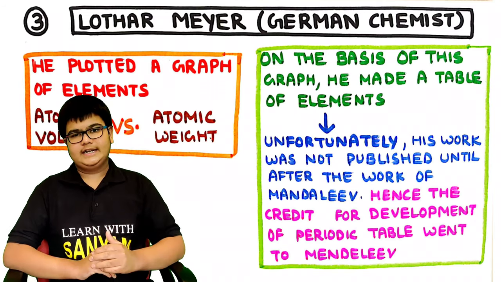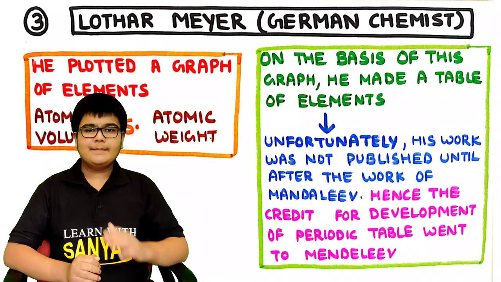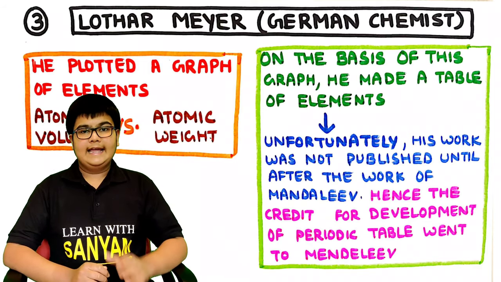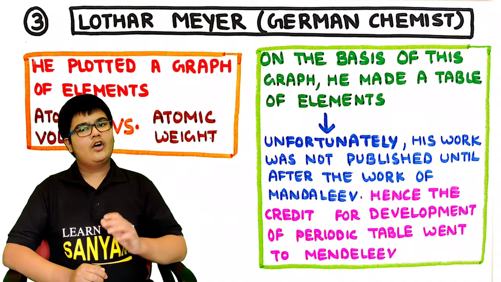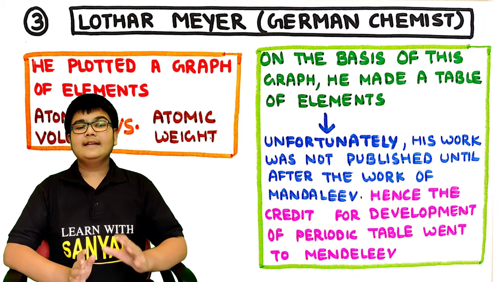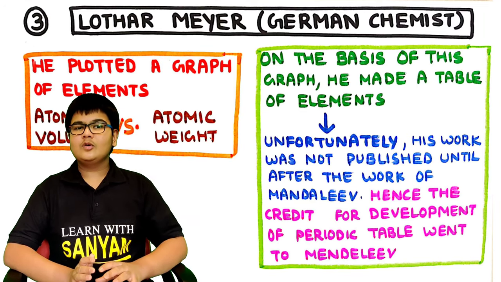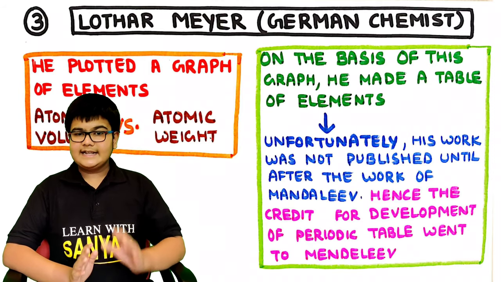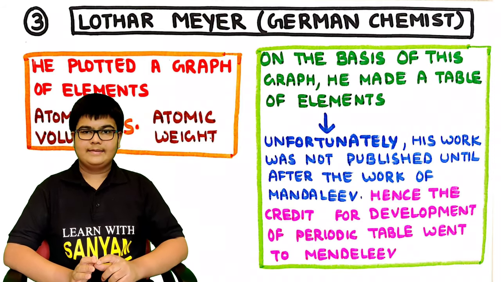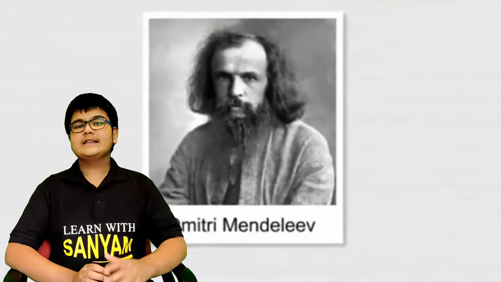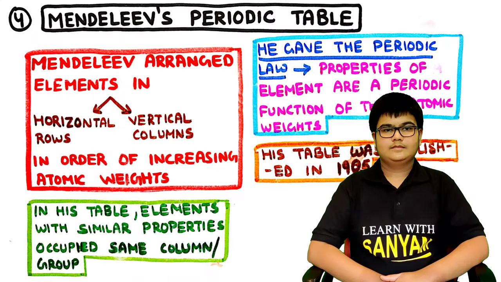But unfortunately, his work was not published until the work of Mendeleev. Hence, the credit for development of the periodic table goes to Mendeleev. But originally, Lothar Mayer also made the periodic table at the same time. But still, the credit goes to Mendeleev because his work was published first. So let's see what Mendeleev's periodic table was.